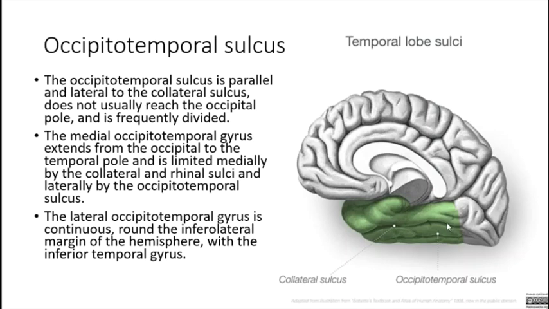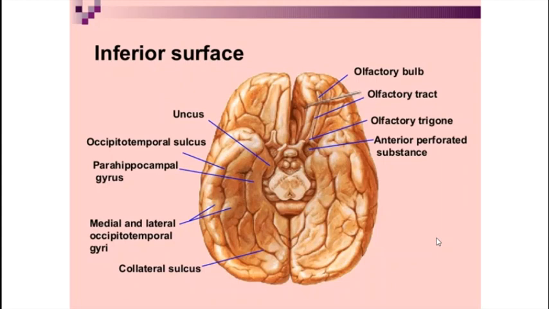The rhinal sulcus I will tell you about later, and laterally it is limited by the occipitotemporal sulcus. You can see it here. The lateral occipitotemporal gyrus is continuous throughout the inferior lateral margin. So what you have to remember is that lateral to the collateral sulcus you will find the occipitotemporal sulcus, and on both sides of it are the occipitotemporal gyri. So this is what you can see in the inferior surface. Please take some time to appreciate the diagram.